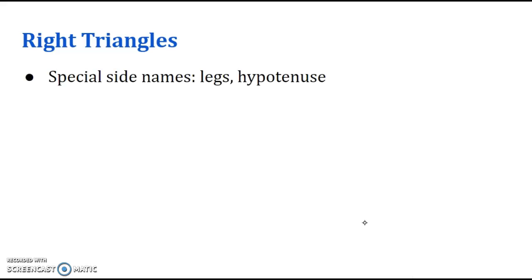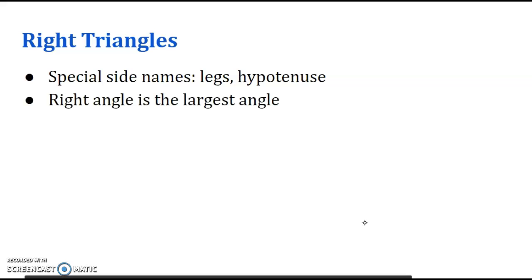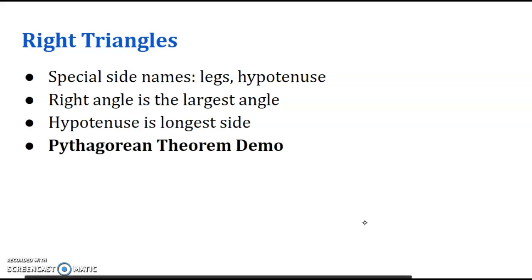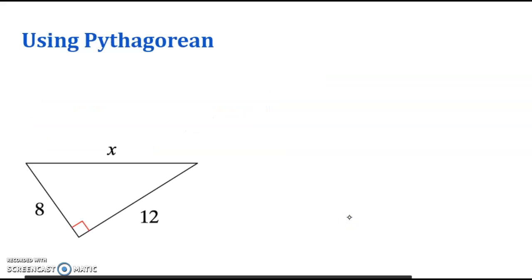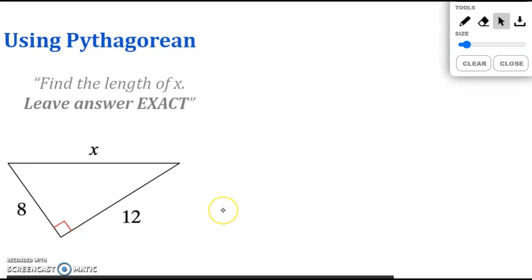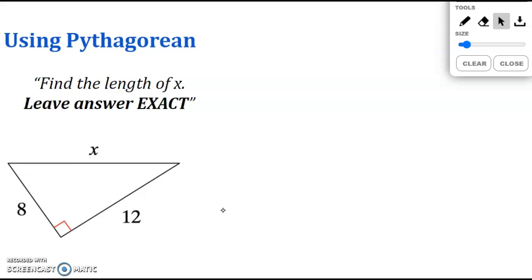The right triangles have special side names. Those are legs and hypotenuse. The right angle is the largest angle and the hypotenuse is the longest side. In the Pythagorean theorem, we're going to be demonstrating that. Okay, I actually did this with the second period, but for the first period, I'm just going to do it again. Okay, so to begin, we are looking for the length of x, and we're going to leave the answer in exact form. Okay, so that means we're going to simplify radicals.